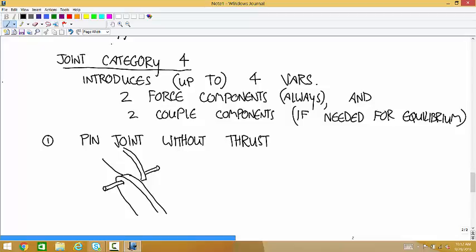Okay, it allows motion this way, like all pin joints do. It's capable of preventing rotation this way. And in this case, because it doesn't provide thrust, it allows the 2 bodies to translate along the pin relative to each other. That's what the thrust would be, the thing that prevented this kind of translation.